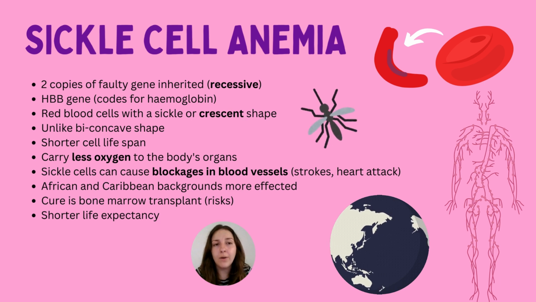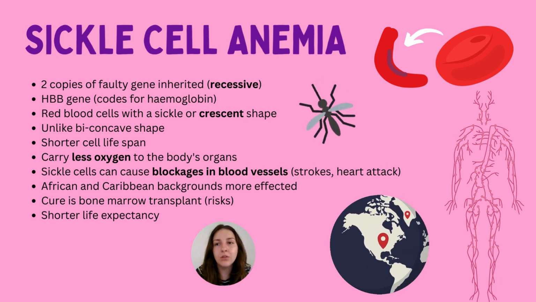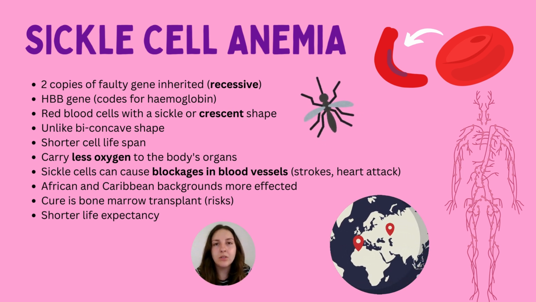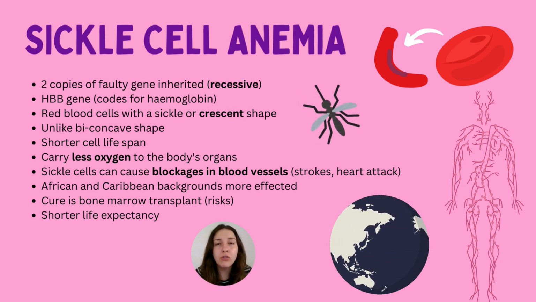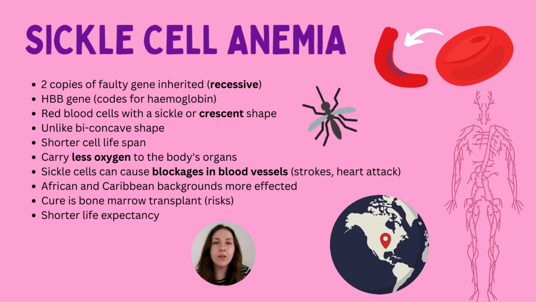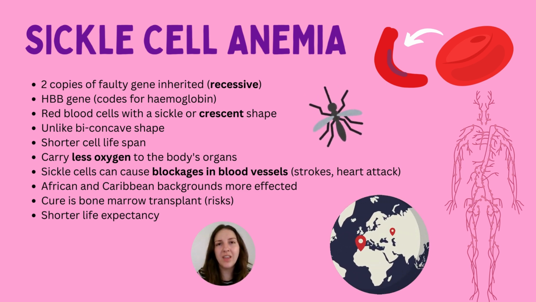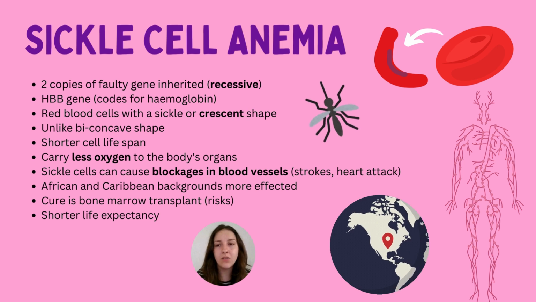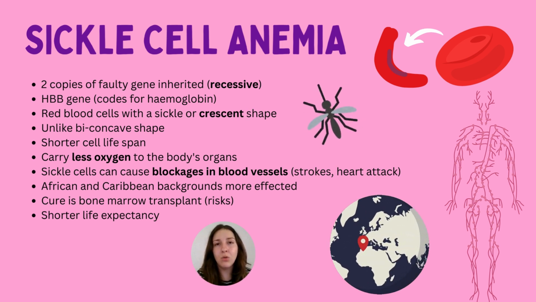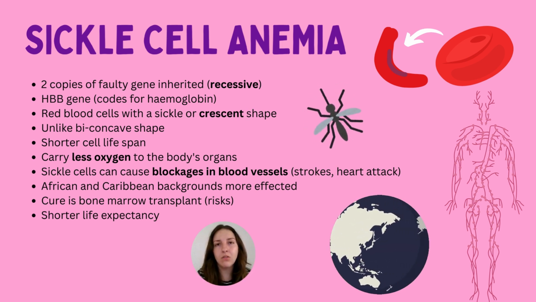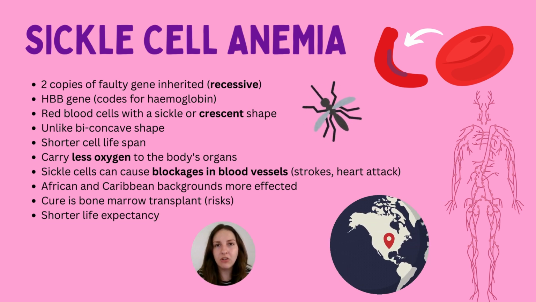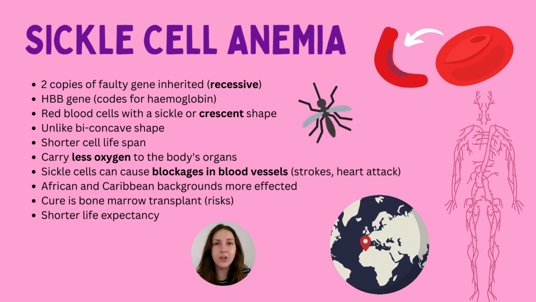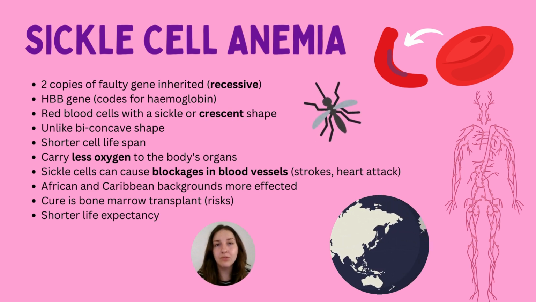The other thing is the red blood cells themselves. Usually, red blood cells have a lifespan of around 120 days. In sickle cell anemia individuals, their red blood cells have a much shorter lifespan, around 10 to 20 days. So that is why the word anemia is associated with this condition. Anemia essentially is a condition where there is a lower red blood cell count.